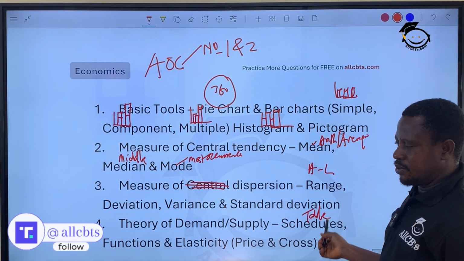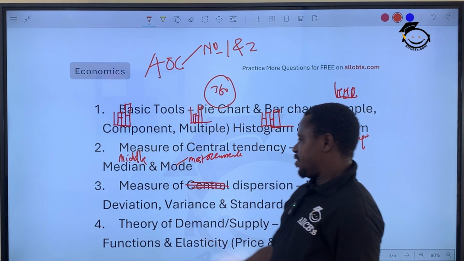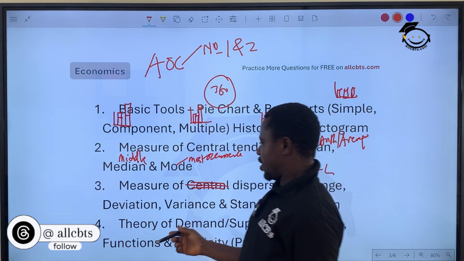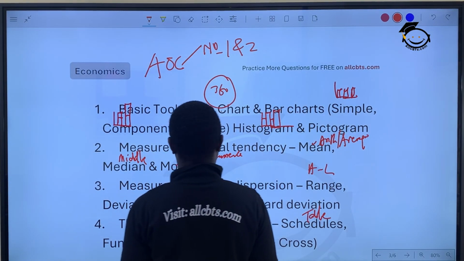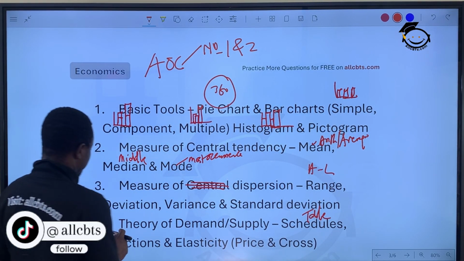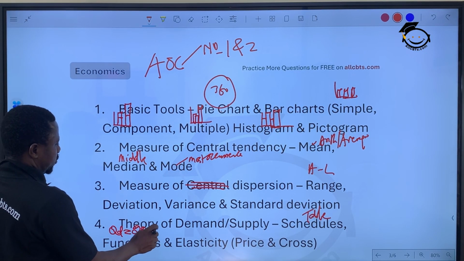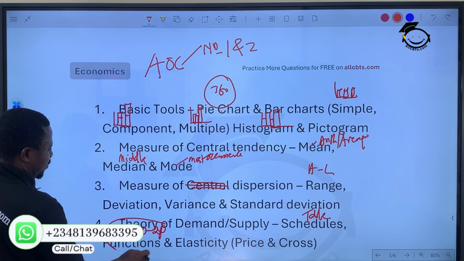Schedules, demand schedule. And then we have demand functions. Demand function is when you are given an equation. The equation could be, for example, QD equals 20 minus 2P. This is a demand function.